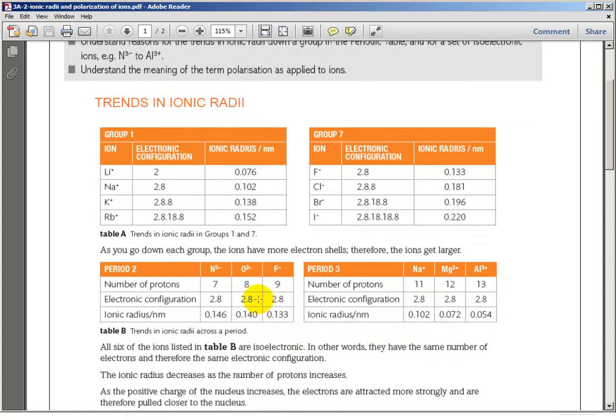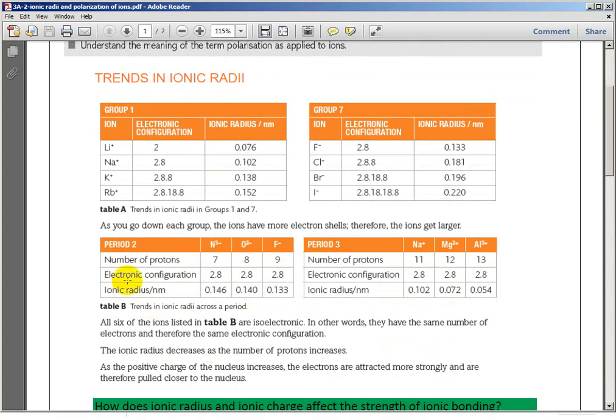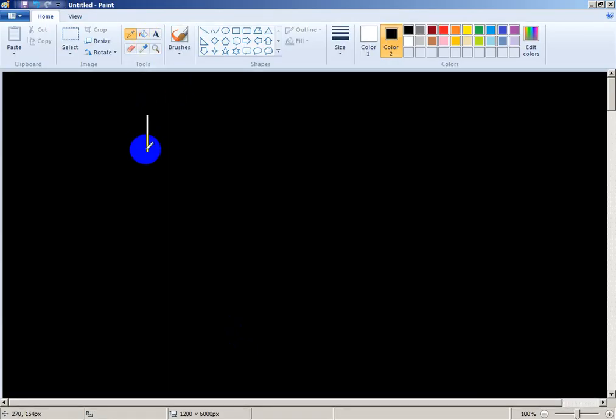Okay, next is in a period. You know group and period. Period like this, the period 2 elements: nitrogen, oxygen, fluorine. Okay, number of electrons, electronic configuration. The number of protons is 7, 8, 9, but the electrons are the same. Look, this is nitrogen, oxygen, fluorine.